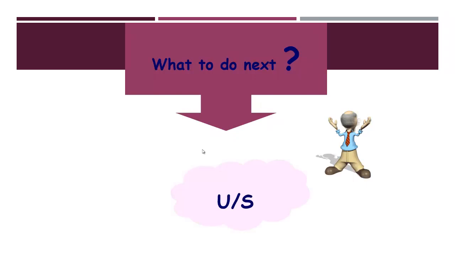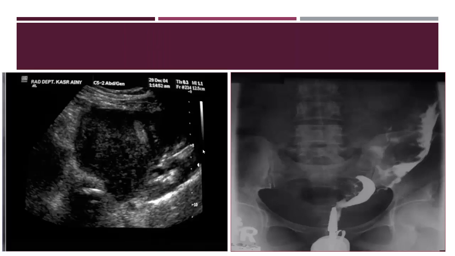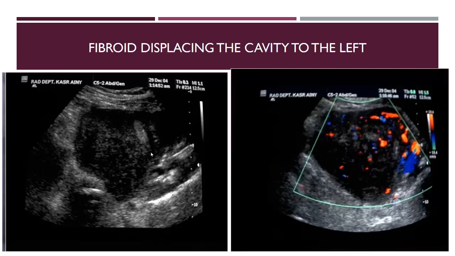So what to do next? When I find an abnormal contour of the uterus, I must do an ultrasound. I must have a look by ultrasound. In this case, when we do ultrasound, it is just a large intramural fibroid displacing the cavity to the left side, and this fibroid is vascular, and this explains why there is intravasation within this fibroid.